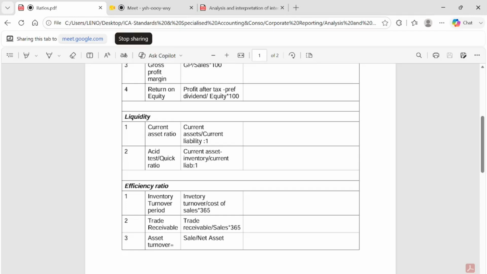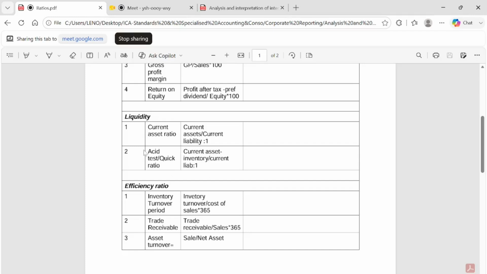So if at the end of the accounting year your day-to-day liabilities, or your current liabilities, are more than your current assets, it means there's a problem. You may not be able to meet all your obligations with these resources. So this is what we use to determine that.